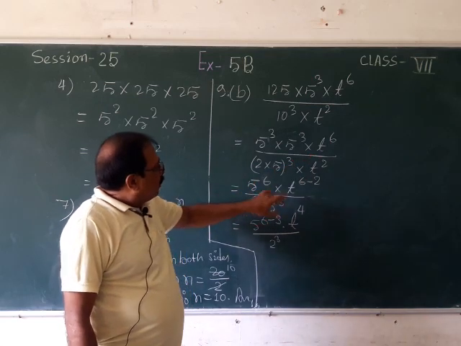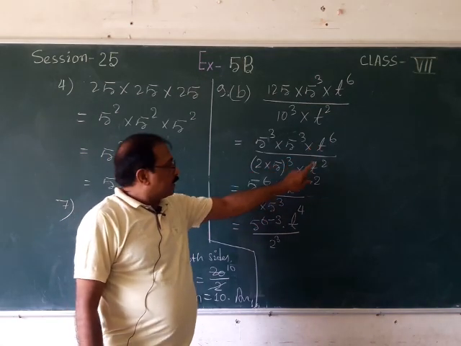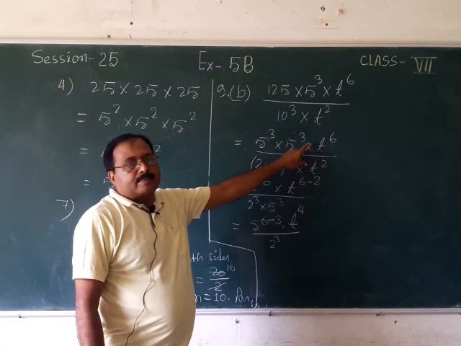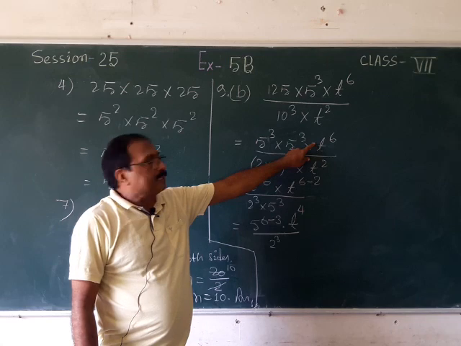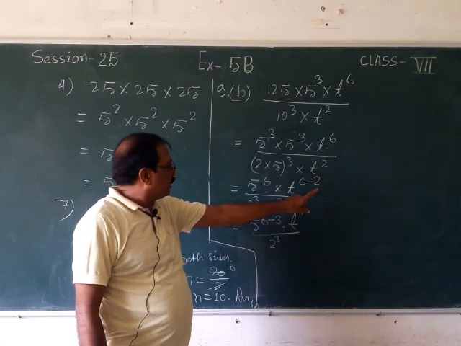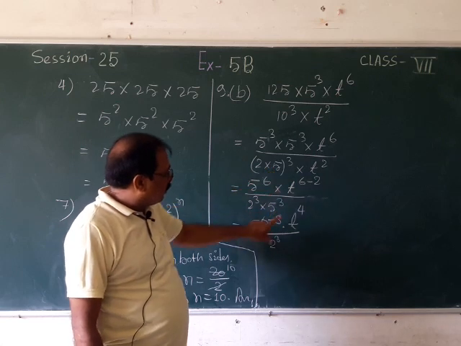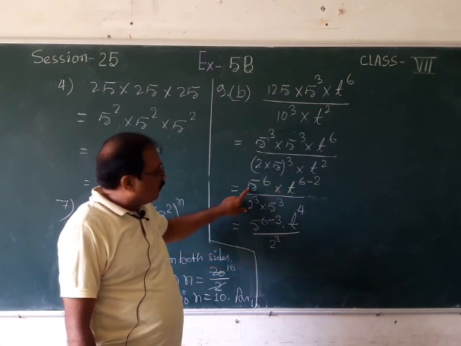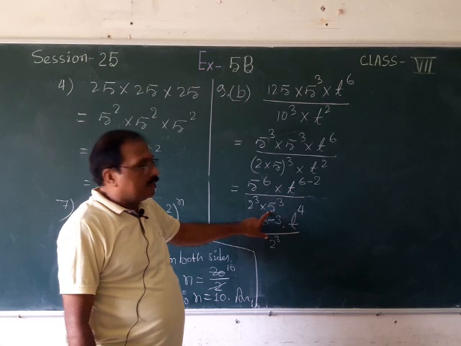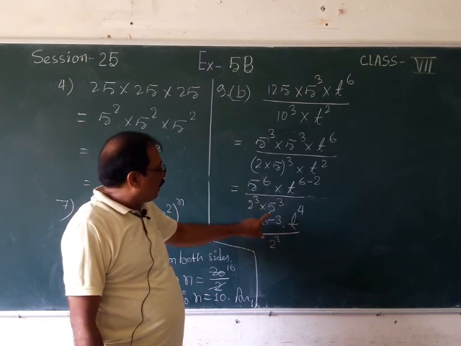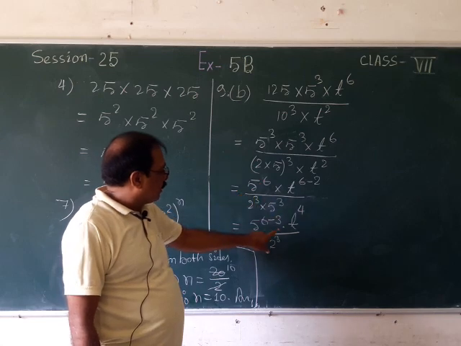Then what is done? t to the power 6 and t to the power 2. It is the case of division, so in case of division power is subtracted. So 6 minus 2 is written there, and here 2 to the power 3 and 5 to the power 3 is written. Further, here 5 to the power 6 is there, and here 5 to the power 3 is there. So it is the case of division, so power is subtracted. So 6 minus 3 is written.